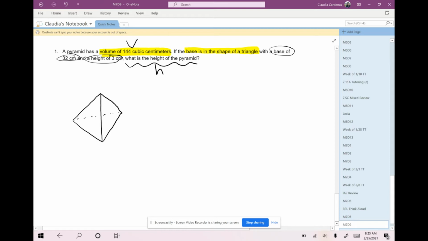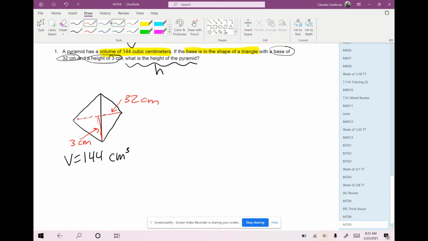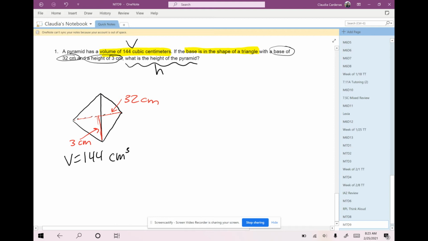And so I know that the volume is already given to us as 144 centimeters cubed. And then I also know that the base of the triangle is 32 centimeters. So this length over here is 32 centimeters. And the height of the triangle, it's just kind of upside down here, the height of the triangle is 3 centimeters. Okay, and they want the height of the pyramid. So in other words, they want to know how tall is this pyramid here, right? The height. Okay, so now we've identified all the pieces.